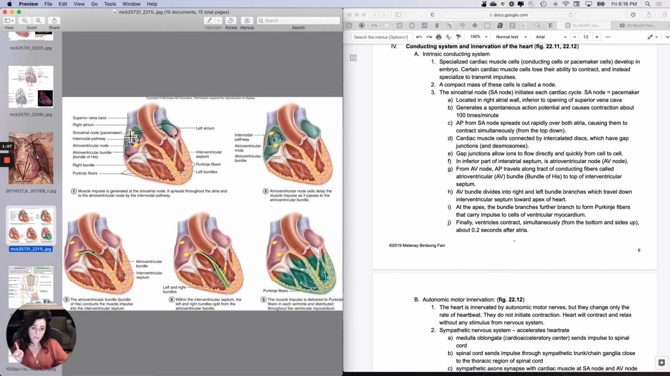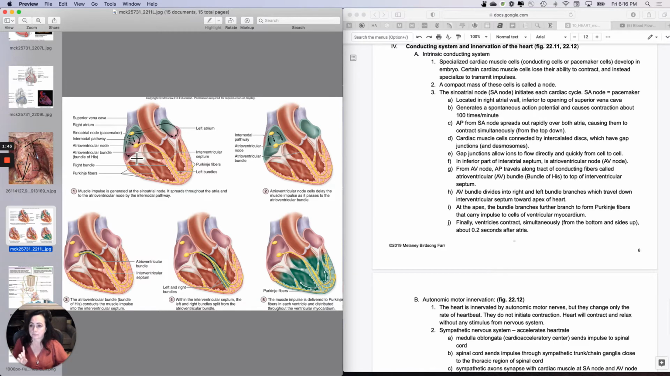The two nodes that are going to be important to you are this one right here, located just inferior to the opening of the superior vena cava in the right atrium, called the Sinoatrial Node. And then you have another one in the bottom of the right atrium, in the interatrial septum between the right and left atria, called the Atrioventricular Node. Those two are blobs of cells that just generate a stimulus that will cause contraction in the other parts of the heart.